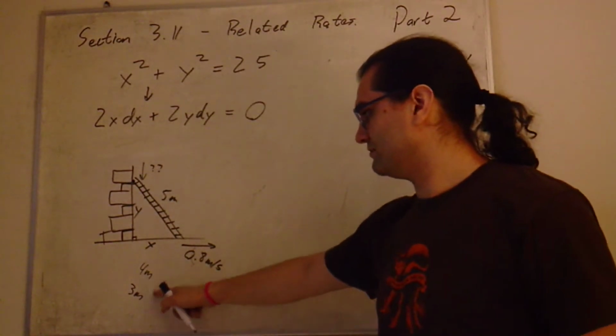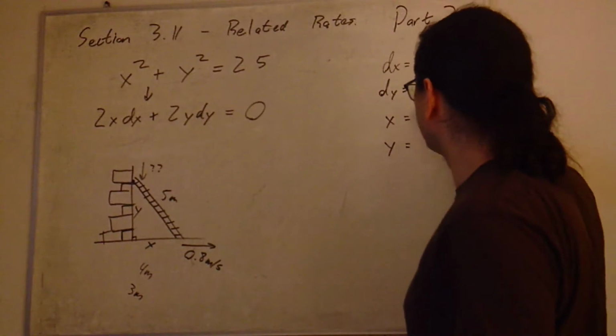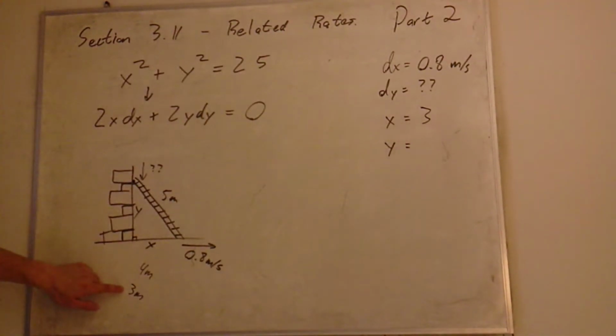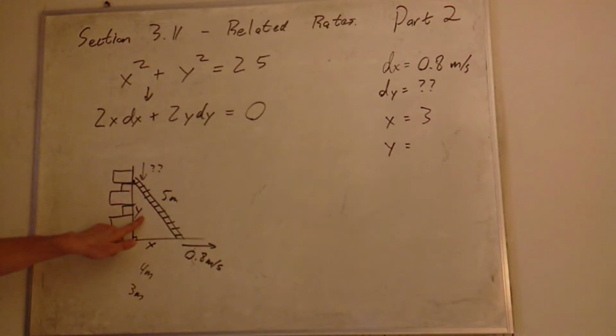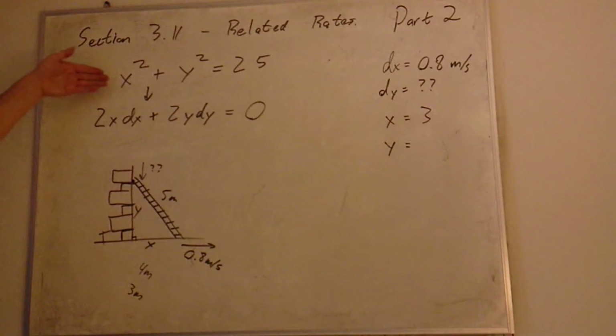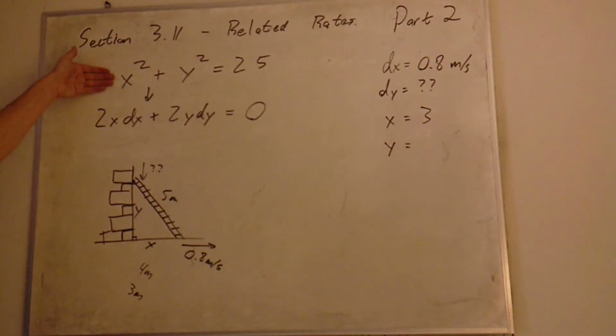X is given. We'll use 3 first. We'll do the x equals 4 case later. We'll start with x equals 3. When x equals 3, we need to know what y is. Y was not given in the problem, but we can use this equation to solve for it.